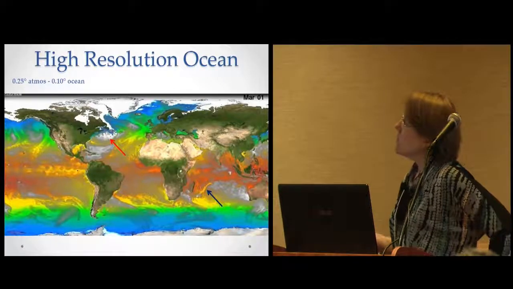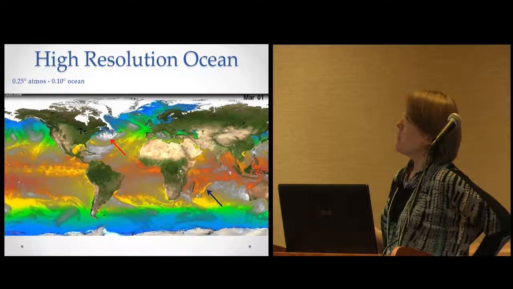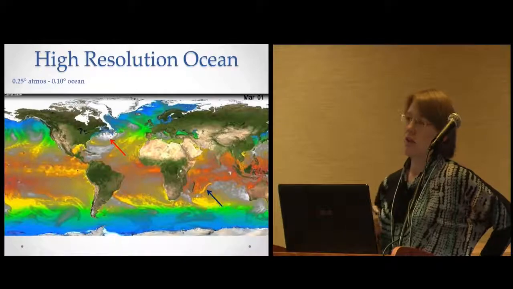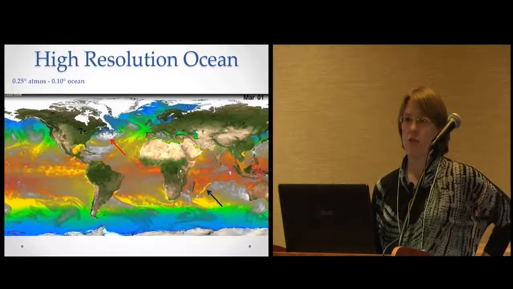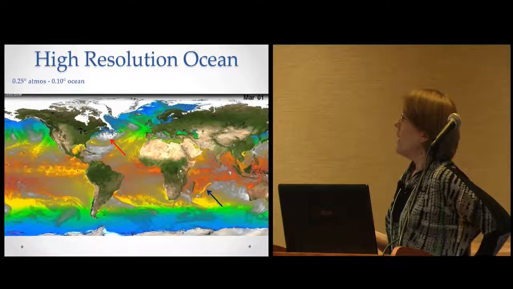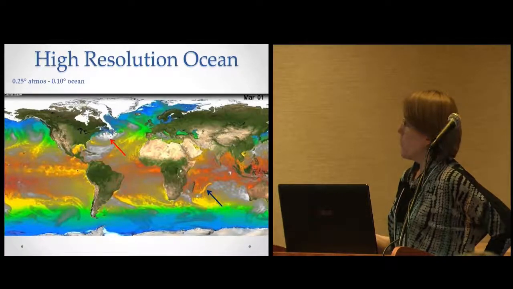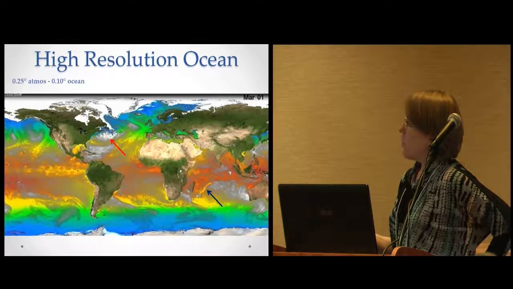What we're going to do now in the next couple of slides is look at this 10th degree ocean. So now we're seeing what impacts we can have from a very high resolution ocean. Two of the things that we're pointing out here, this one, we have cold air outbreaks.